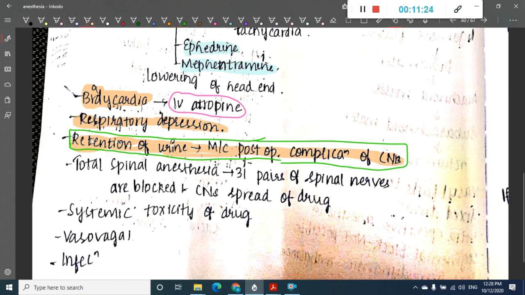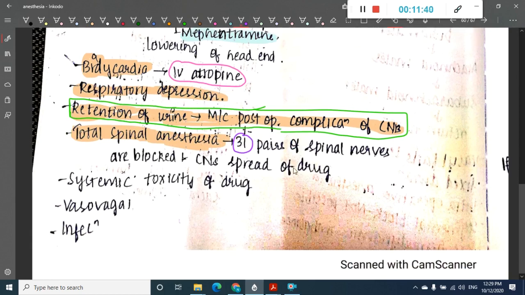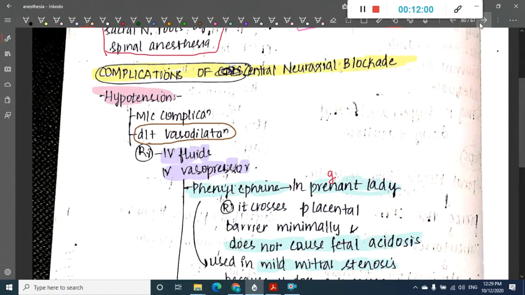Then we can have total spinal anesthesia also. In total spinal anesthesia, the anesthetic spreads to all 31 pairs of spinal nerves, and thus the 31 pairs of spinal nerves are blocked, and sometimes there can be CNS spread of the drug also. So it is a dreadful complication. Then this is also associated with systemic toxicity of the drug, vasovagal effect and also infections. So these are the main complications of neuraxial blockade.